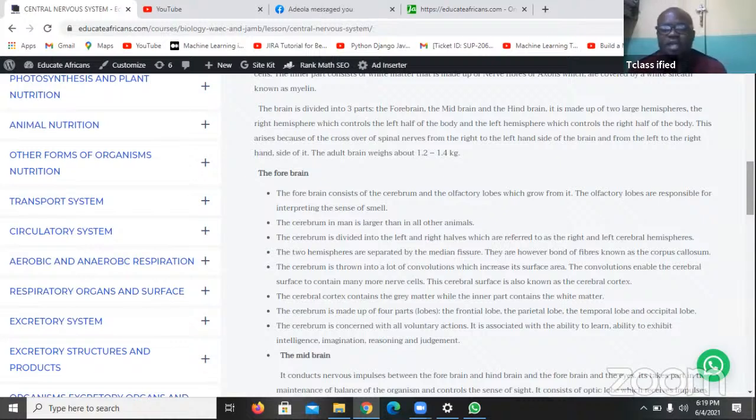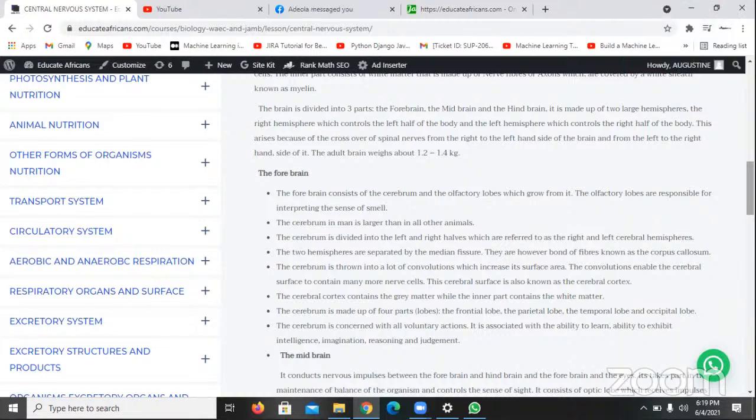It is associated with the ability to learn, the ability to exhibit intelligence, imagination, reasoning, and judgment. So if they ask you which part of the brain is responsible for voluntary action, action that you do on your own, learning, imagination, reasoning, it is the forebrain.